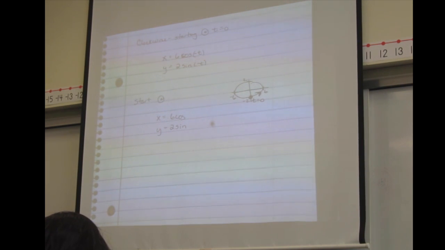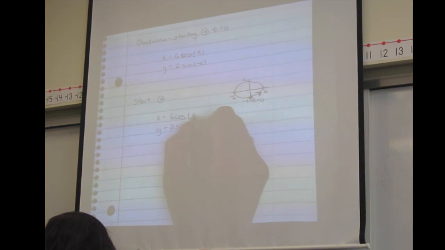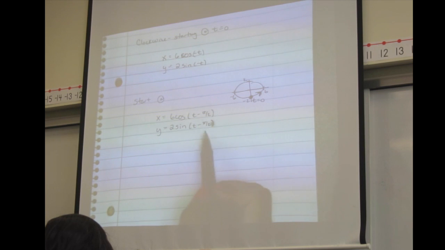Don't you just subtract pi over 2, like t minus pi over 2? Or both. And remember, what you do to one, you want to do to the other. You want to keep it simple.